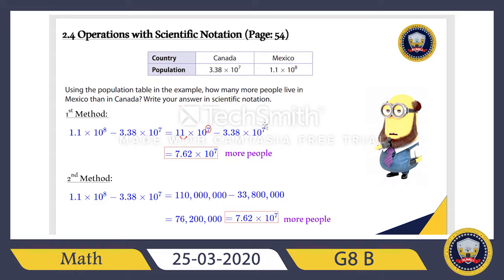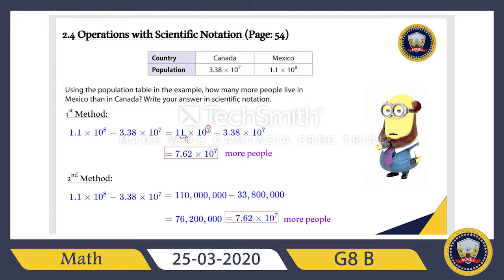What I'm going to do, easy. I'll just subtract the multipliers here. 11 minus 3.38, which is 7.62. Then finally I will multiply it by 10 to the power of 7. Again, this subtraction gives me this number. It's already between 1 and 10, so it's directly written as scientific notation.